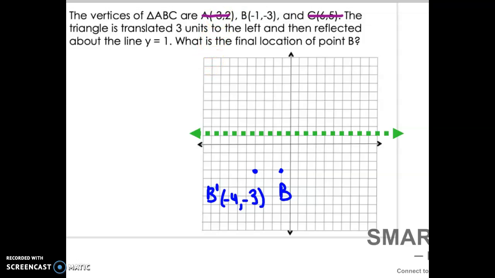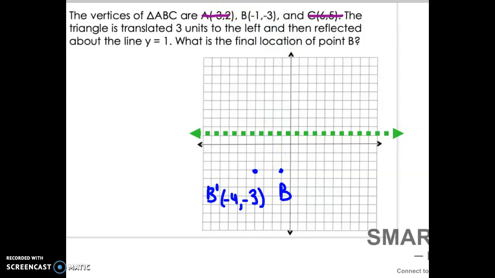Now that we have y equals 1 on our graph, we're going to reflect our point B prime over it. So since B prime is starting down here, we're going to reflect it. It's going to end up somewhere up here. So we want to look and we want to count how many blocks away from y equals 1 is point B prime. So it looks like it's 1, 2, 3, 4 units away from that line.